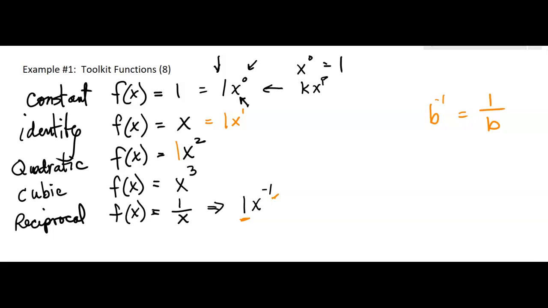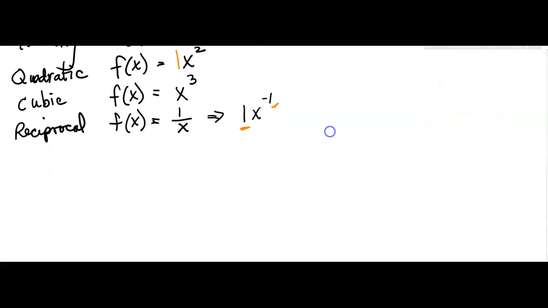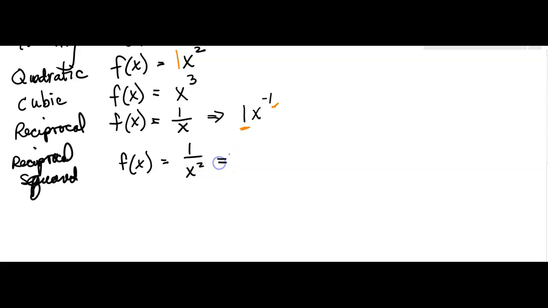Alrighty, what one do we want next? Okay, the reciprocal squared function. So f of x equals 1 over x squared. But similar to the reciprocal function, I can write that as 1 times x to the -2. Again, I have a coefficient of 1, an exponent of -2. Those are both real numbers. It's a power function.